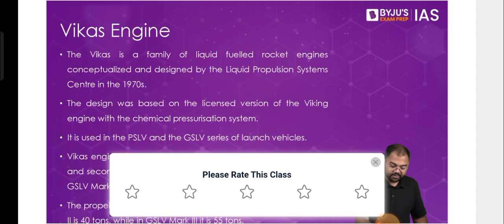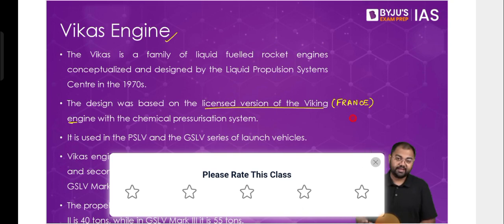Now, coming to some of the other aspects of our launches, one very, very significant part of all the launches that we have done has been about our Vikas engine. Now, the Vikas engine design is based on the licensed version of the Viking engine, and the Viking engine belongs to France. This is the engine that I was talking about, that the license for the Viking engine was given by France, and based on this Viking engine, we made the Vikas engine.